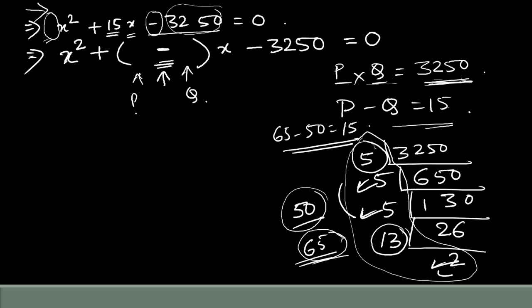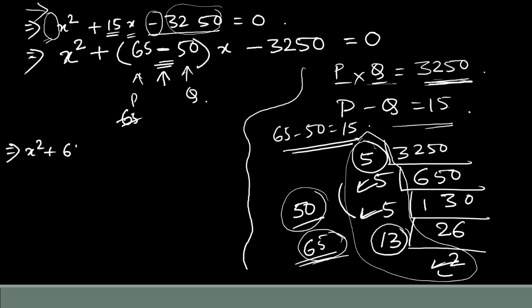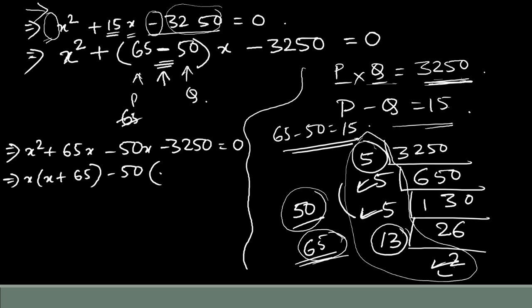So basically, in place of P, you need to place 65. That is, you need to place 65 here and 50 here, and then keep going with your calculation. That means x square plus 65x minus 50x minus 3250 equals 0. This means, taking x as common, x times (x plus 65) minus 50 times (x plus 65) equals 0.